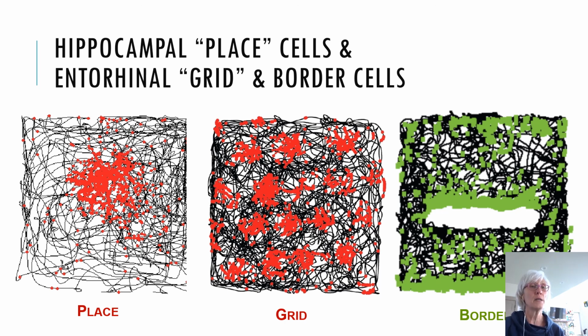It turns out that the hippocampus and the entorhinal cortex are critical for this spatial memory. And there are specific types of cells located in the hippocampus and the entorhinal cortex that allow for spatial memory. The three different types of cells that I have identified here are place cells located in the hippocampus, and grid and border cells located in the entorhinal cortex.